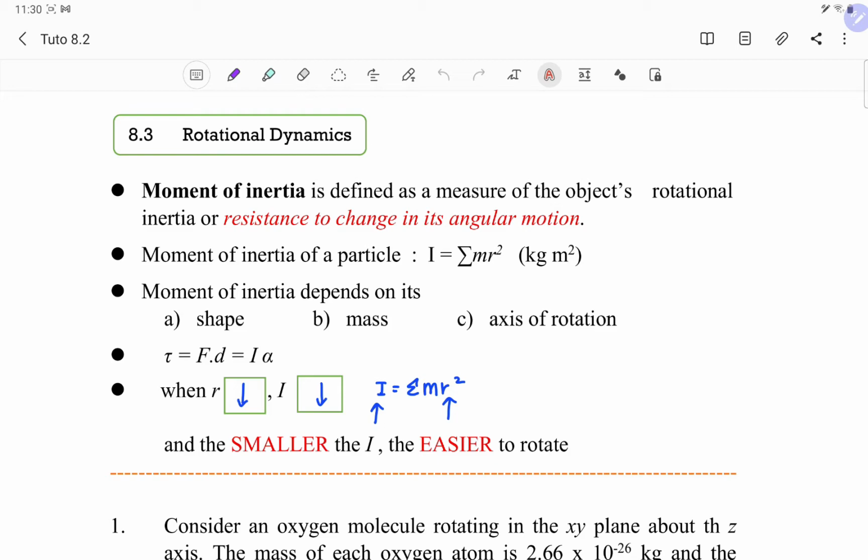So some of the concepts for rotational dynamics that you need to understand are that moment of inertia is the resistance to change in its angular motion. Moment of inertia of a particle, this is the formula I equals mr squared. The unit is kg m squared. Moment of inertia depends on its shape. So different shapes have different formulas, and also the mass and the axis of rotation, because the axis of rotation will determine the value of r.